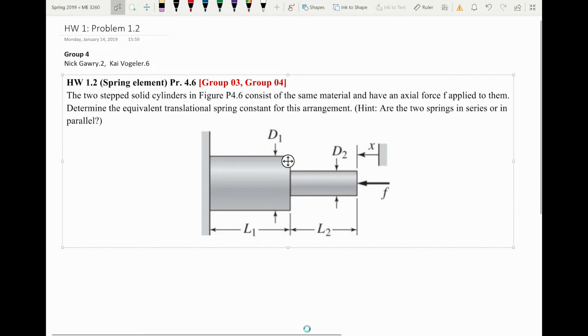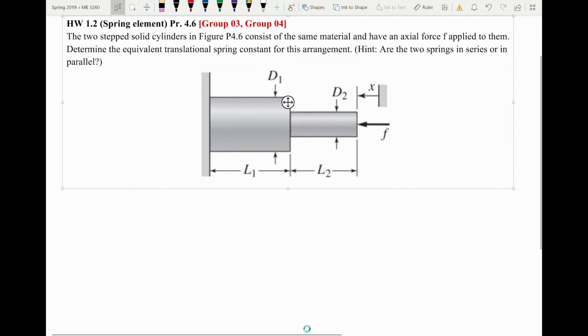This is ME3260 Spring 2019, Homework 1, Problem 1.2. Alright, this is being done by Vogeler and Gawry.